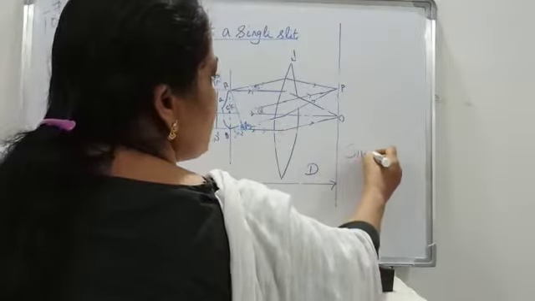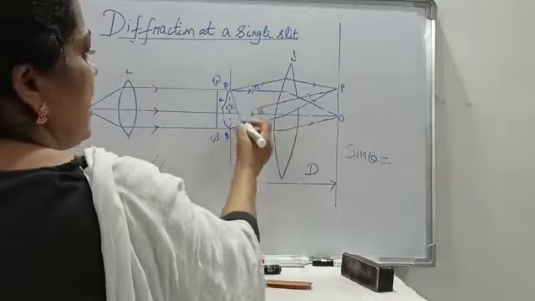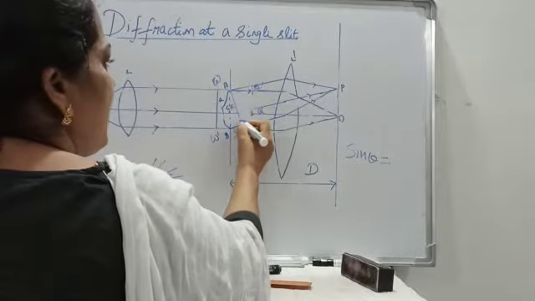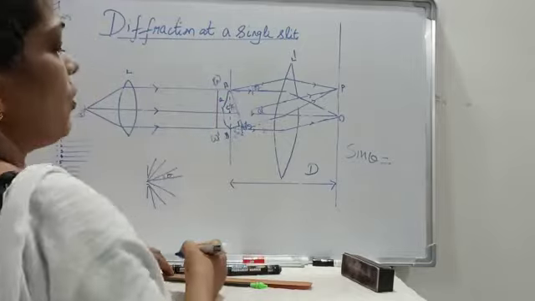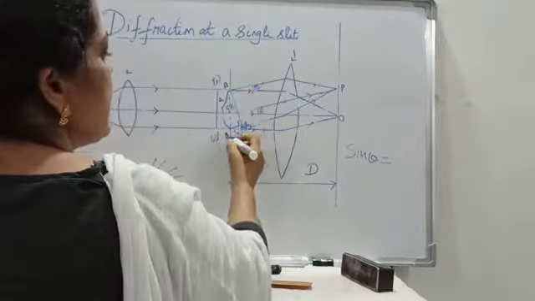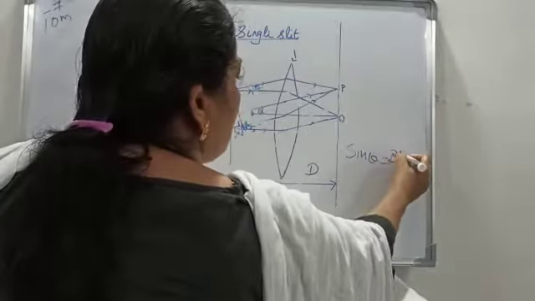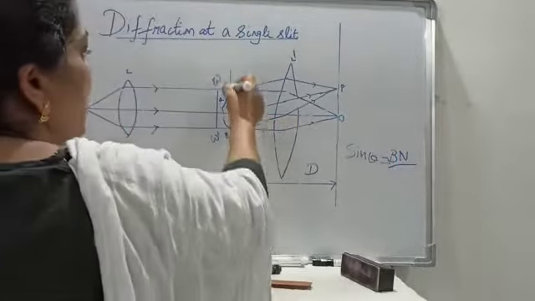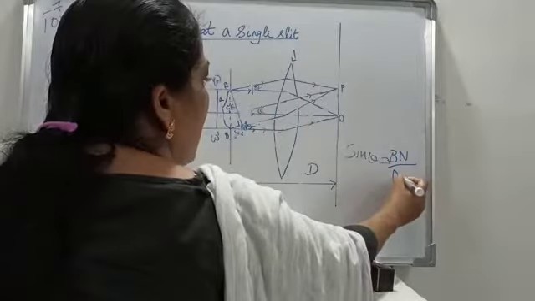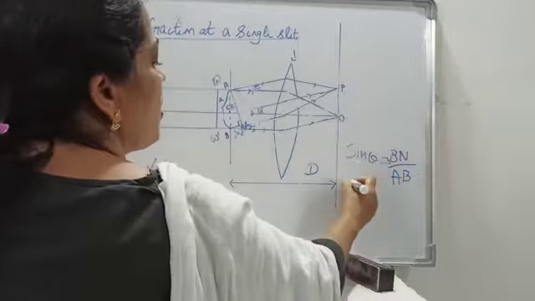Come on, tell me what is sine theta. So sine theta will be the opposite side. This is the perpendicular, so this must be the hypotenuse. So what is sine theta? Sine theta will be equal to BN. What is the other side? It is AB.